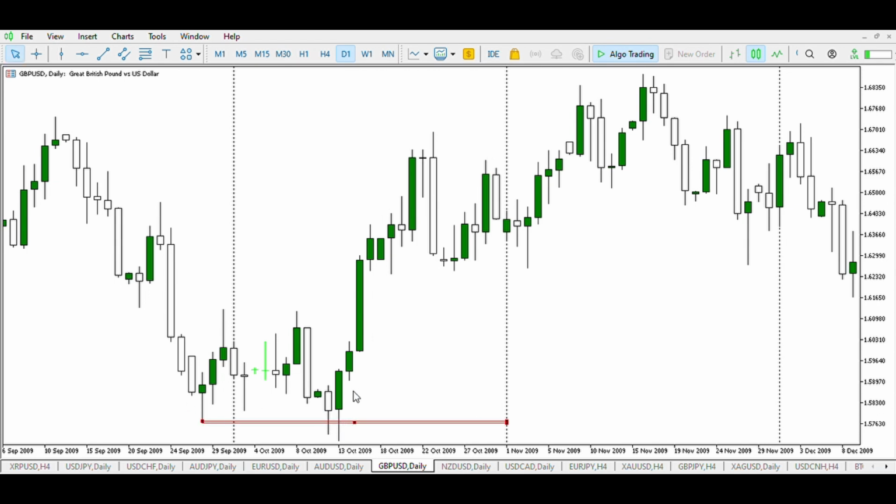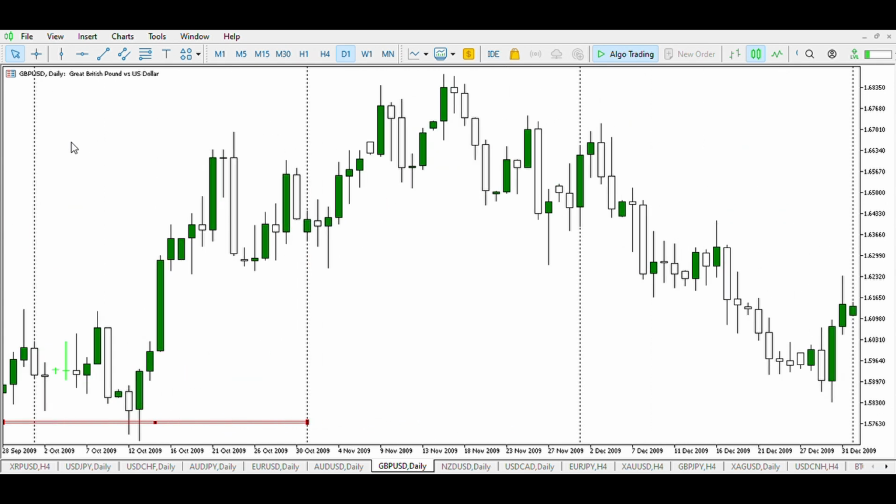So you can see here it broke it in a liquidity manner. We have an engulfing pattern here. We mark 50%. Once we mark 50%, we wait for a retest, and on the retest you take your entry. So it is that simple.